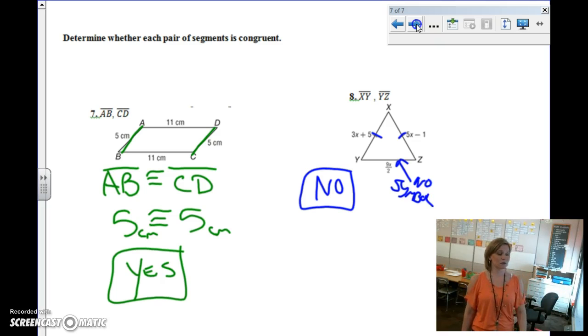not congruent. All right, so your job is to finish the practice worksheet. Use this as a guide if you need to. If I went too fast, go back and refer to this.